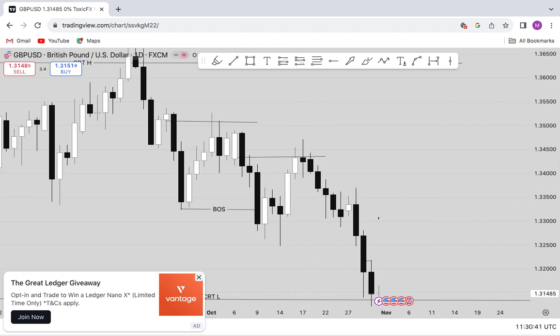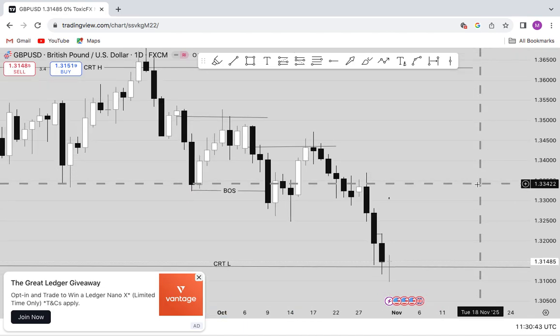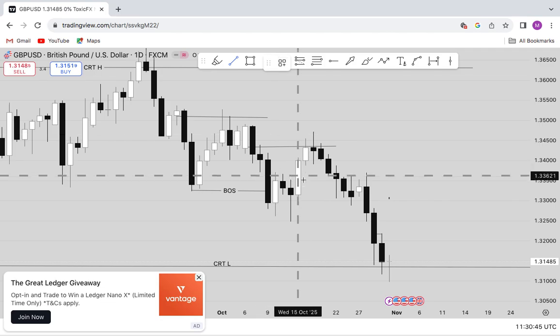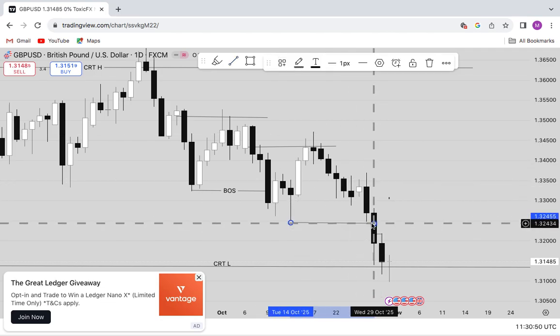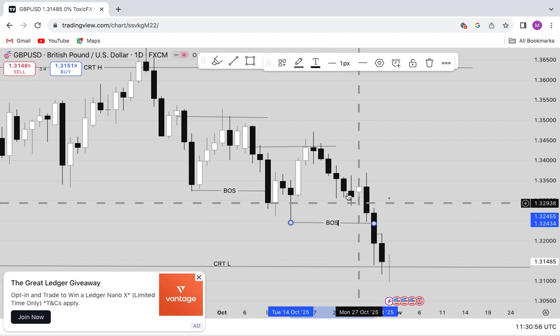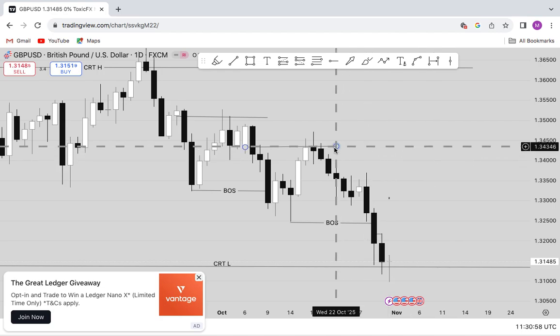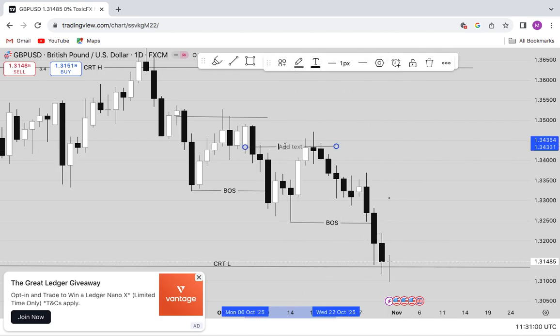So now, what will you be expecting? Let me mark out this break of structure. Yeah, so this is what we are looking at on the daily time frame. So what am I expecting as a CRT trader? Price has already reached my monthly target.